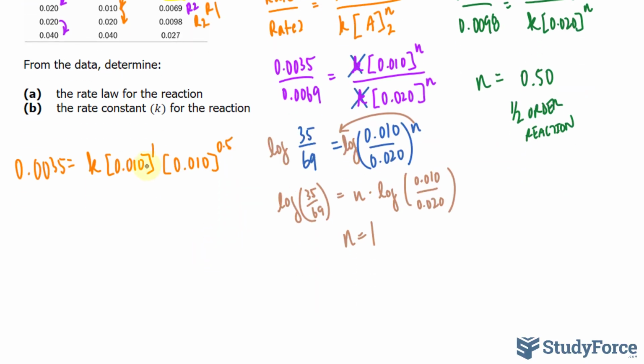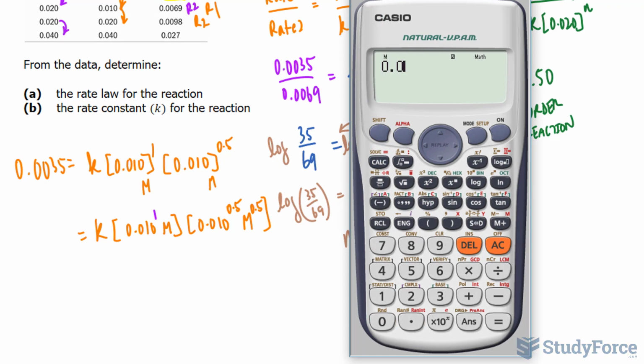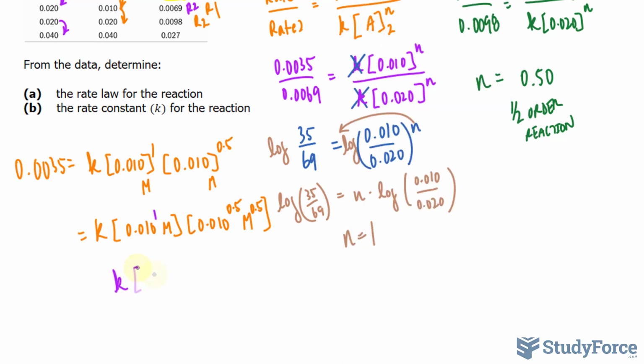Now this part is tricky. This has a unit of molars, and this also has molars. So we have K times 0.010 molars, and over here we have 0.010 raised to the power of 0.5 molars 0.5. Now remember, anything raised to the power of 1 is itself, so that's why I didn't put a 1 there, but by all means you can do that. Let's use our calculator to multiply out the numbers only, so 0.010 times 0.010 raised to the power of 0.5. This gives us 1 times 10 to the power of negative 3. So K, 1 times 10 to the power of negative 3.